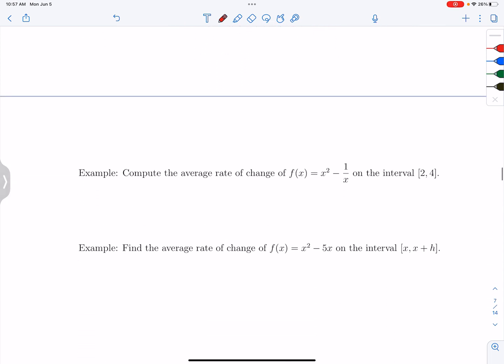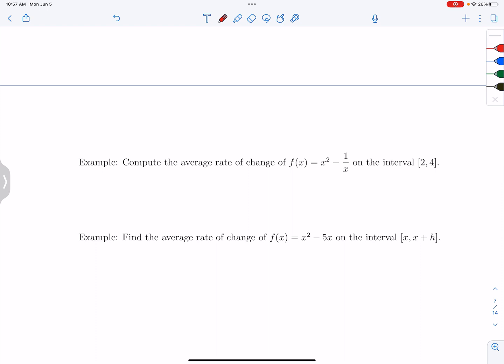All right, the next example, compute the average rate of change. Now, in these next two examples, we're given an equation for the function, and we want to find the average rate of change. Compute the average rate of change of f of x equals x squared minus 1 over x on the interval 2, 4. I don't know exactly what this graph looks like, but suppose this is the graph of a different function, and this is x1, x2. That's the interval we're looking at. What we'd do is find those corresponding points, and then find the slope of the line that connects those points.